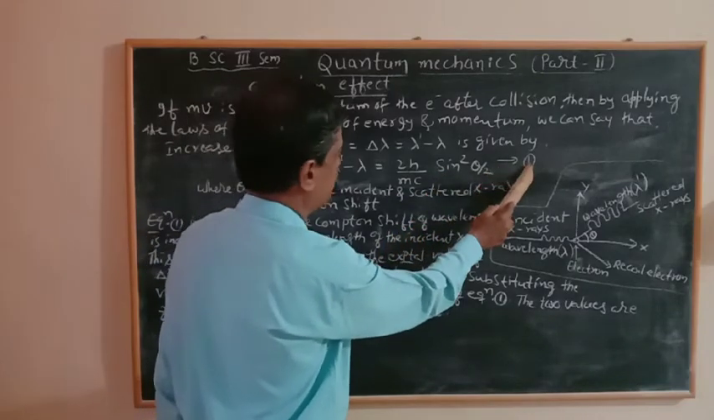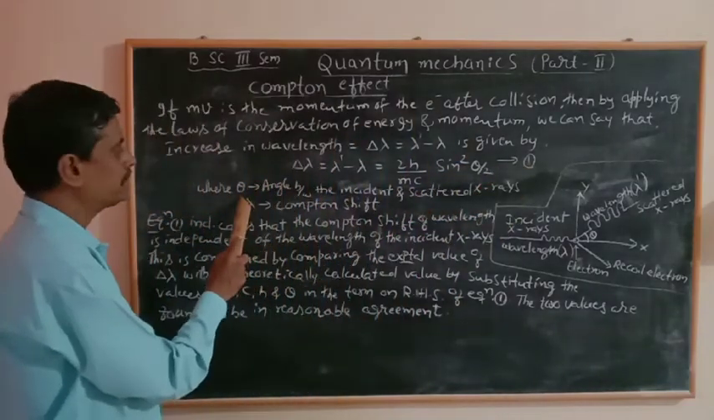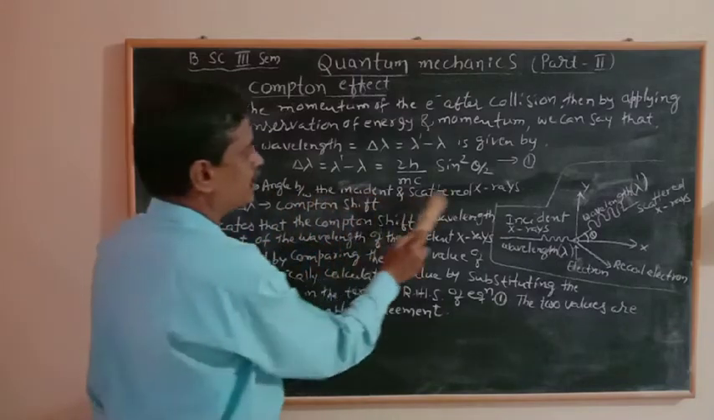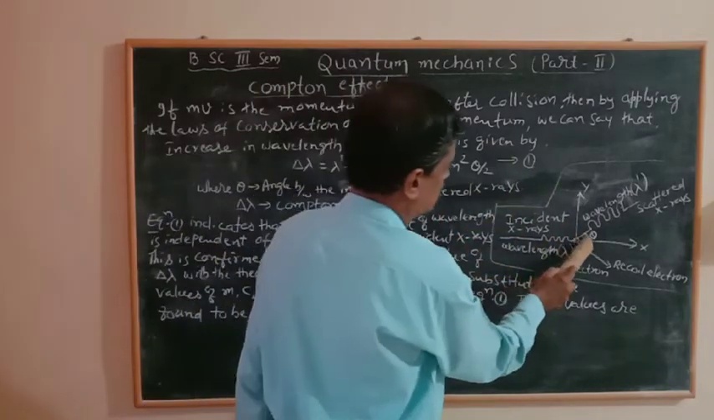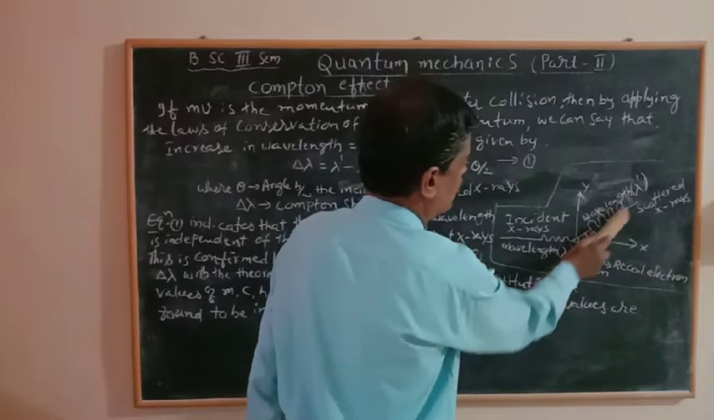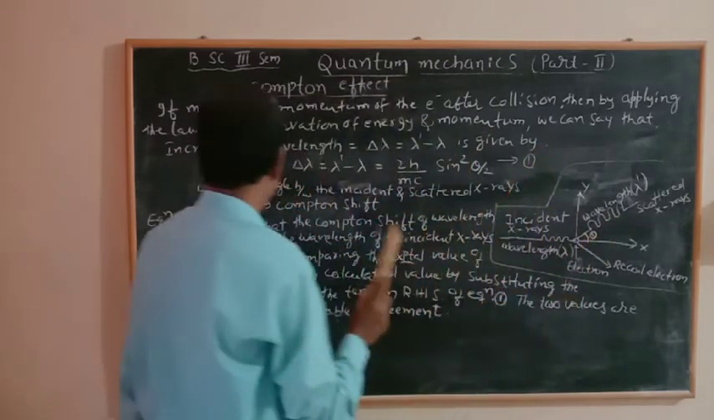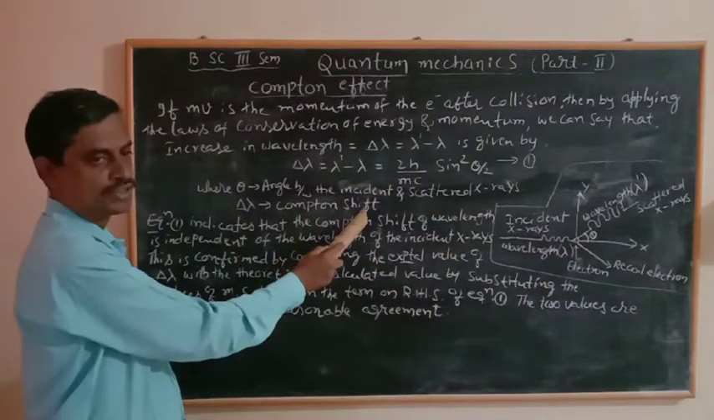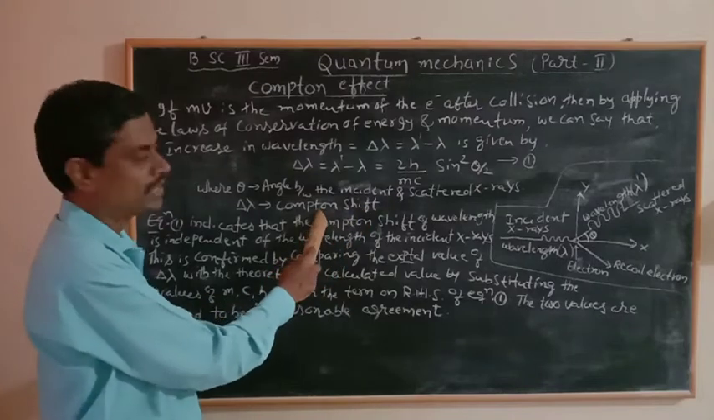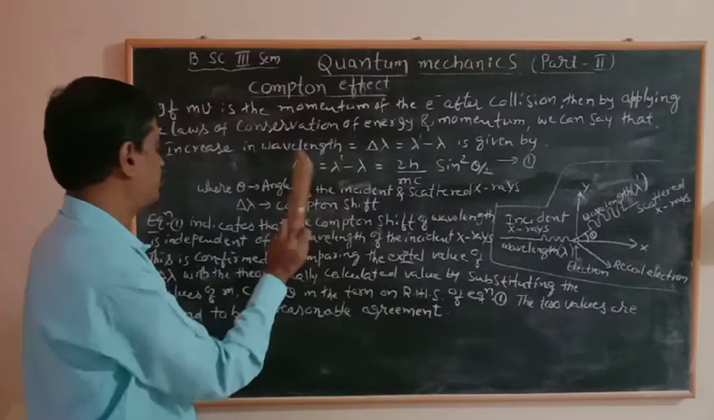This is taken as equation number 1, where theta is the angle between the incident and the scattered X-rays. This is the incident ray and the scattered X-rays, and this angle is called theta. Delta lambda is called the Compton shift, because this was explained by the scientist Compton.